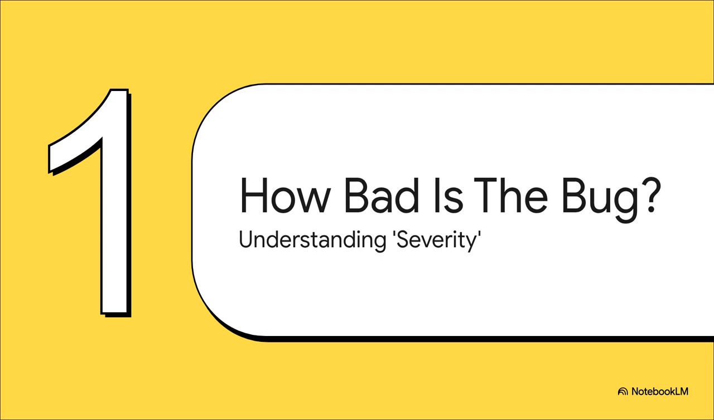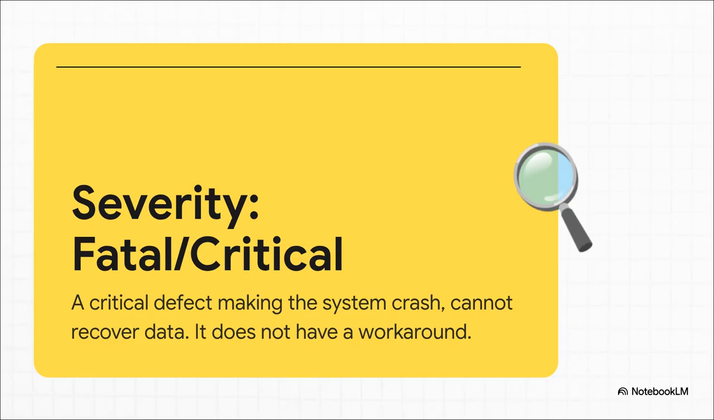Okay, so obviously not all bugs are created equal. A typo is just not the same as a total system crash. So the very first thing a team has to do is figure out just how bad this bug really is. And in the software world, they have a name for this: severity. It's all about measuring the impact the bug has on the whole system.